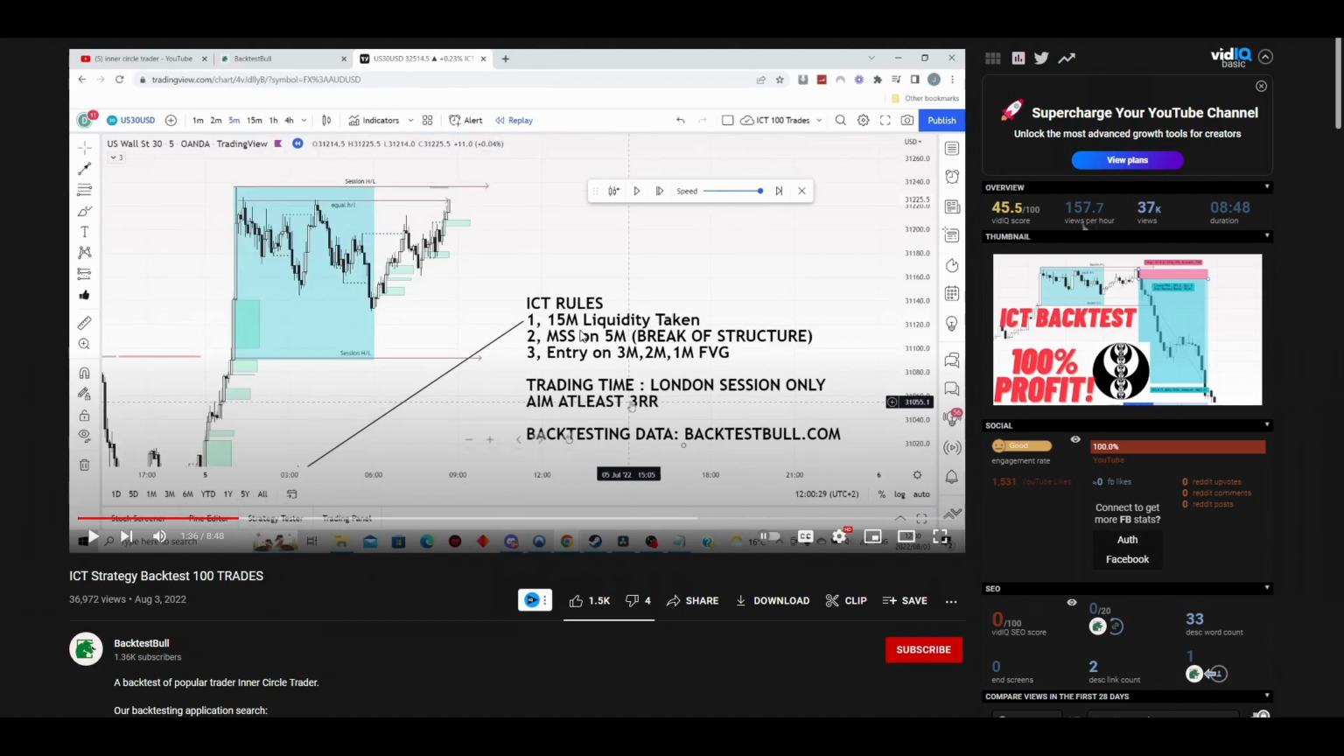So the rules: the 15 minutes liquidity, which is basically the Asian session high or low. Then we have to see a market structure change on 5 minutes, a break of structure, and entry would be based on a 3, 2 or 1 minute fair value gap, right? Trading time is only the London session, so that is pretty neat, and aim for at least 3 RR, so that is it. So let's go onto the chart.